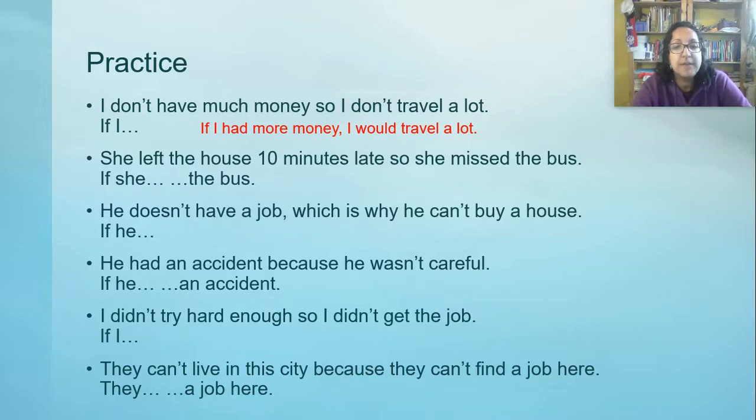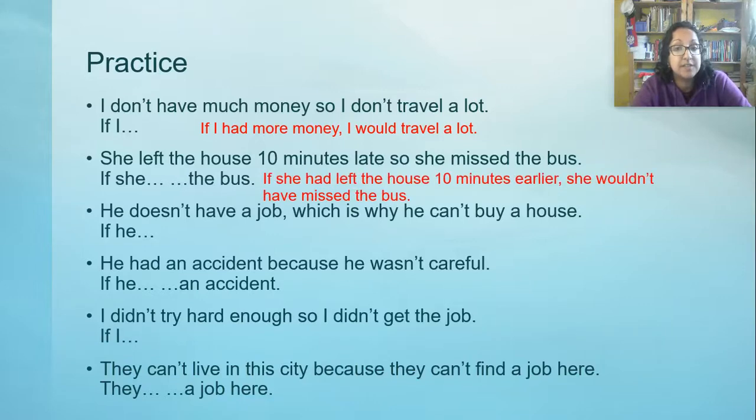She left the house 10 minutes late, so she missed the bus. If she had left the house 10 minutes earlier, she wouldn't have missed the bus. Third conditional. We're thinking about how the situation might have been different if she had done something differently in the past.